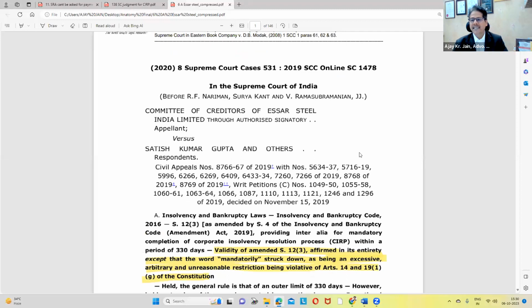See, the CIRP period has to be finished within 180 days, thereafter 90 days, and maximum, if litigations are going on, 330 days, as per the provisions of subsection 3 of section 12 of the Code. What happened here? The matter came before the Honorable Supreme Court for extending the CIRP period beyond 330 days because litigation was pending.